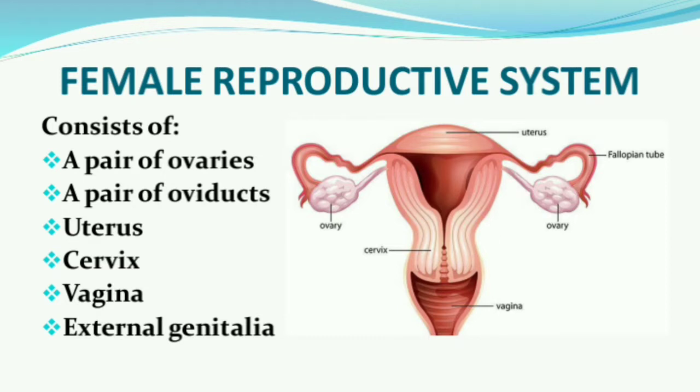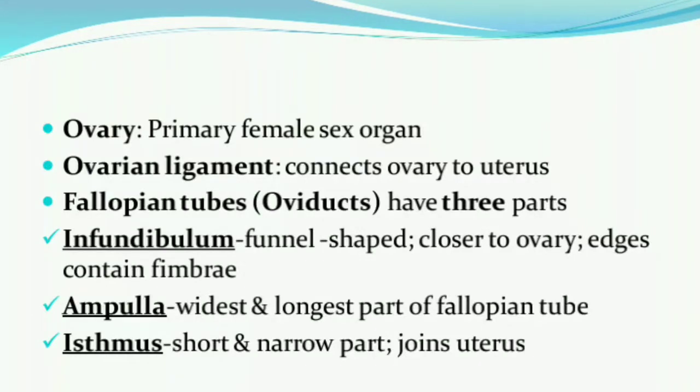Now stroma is divided into two zones. We always know that the outer zone is known as cortex and inner zone is known as medulla. No exception here. So what is ovarian ligament? It is the part that connects ovary to the uterus.